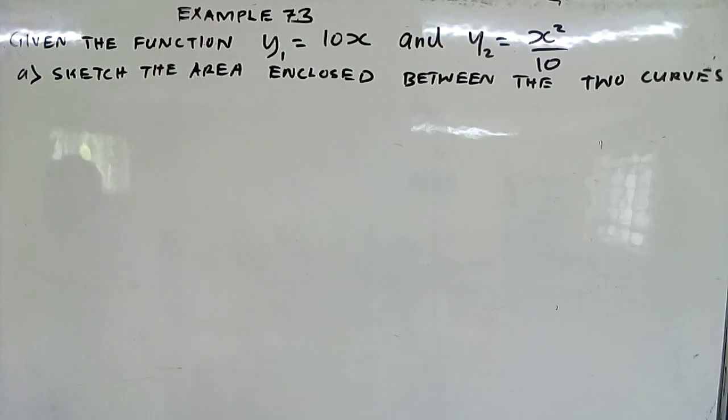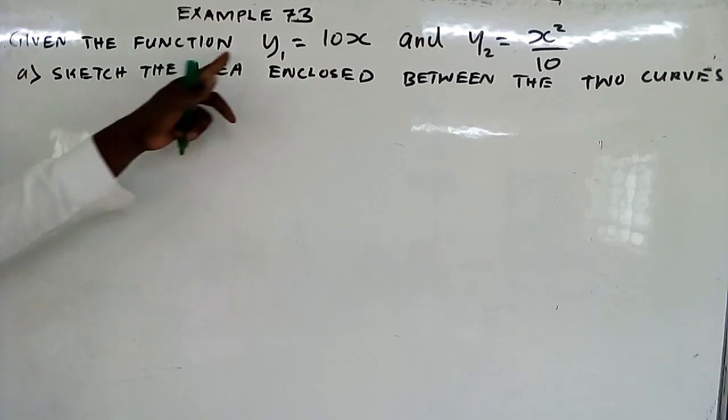Example number 73. Given the function y1 is equal to 10x and y2 is equal to x squared over 10. Part A, sketch the area enclosed between the two curves. Part B, determine the area you sketched in part A. Then part C, find the coordinates of the centroid of the area. Are we together? So the first thing is to sketch.